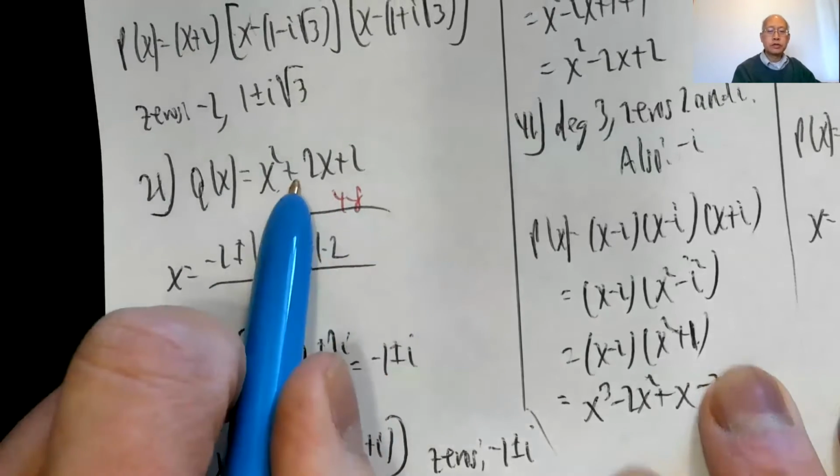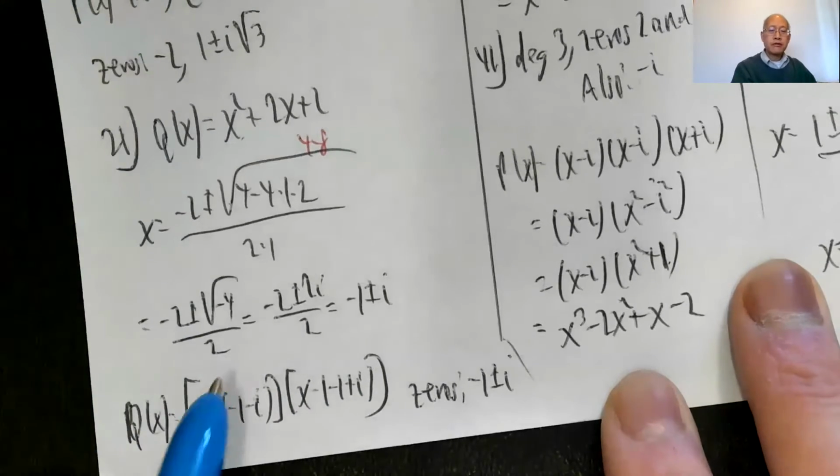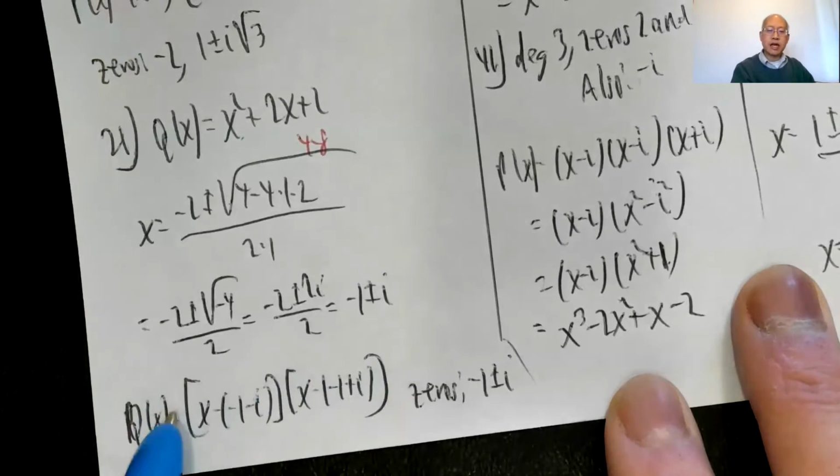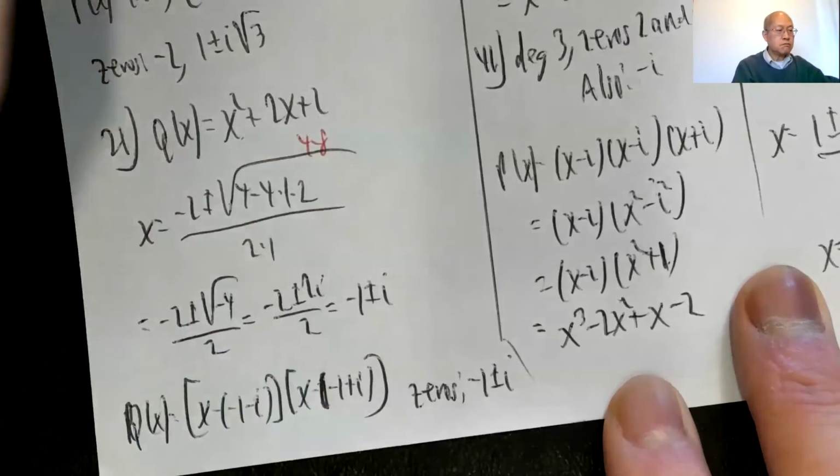So this thing has 2 zeros. They are negative 1 plus or minus i. Factored form, it's x minus each of these. x minus parentheses negative 1 minus i. x minus parentheses, should be a parenthesis there, negative 1 plus i.